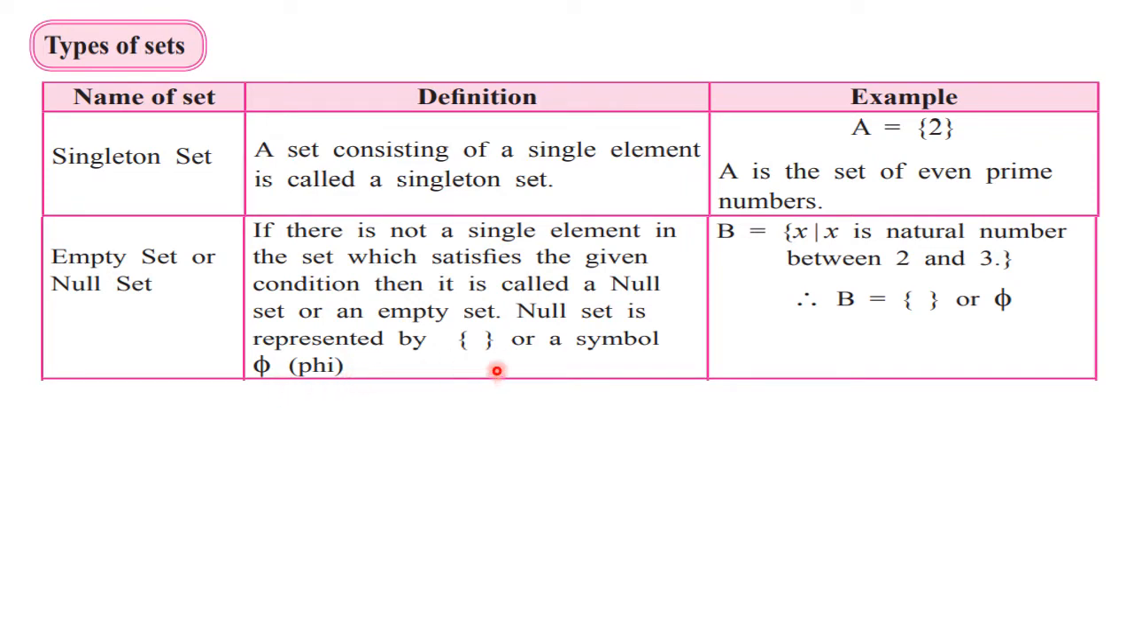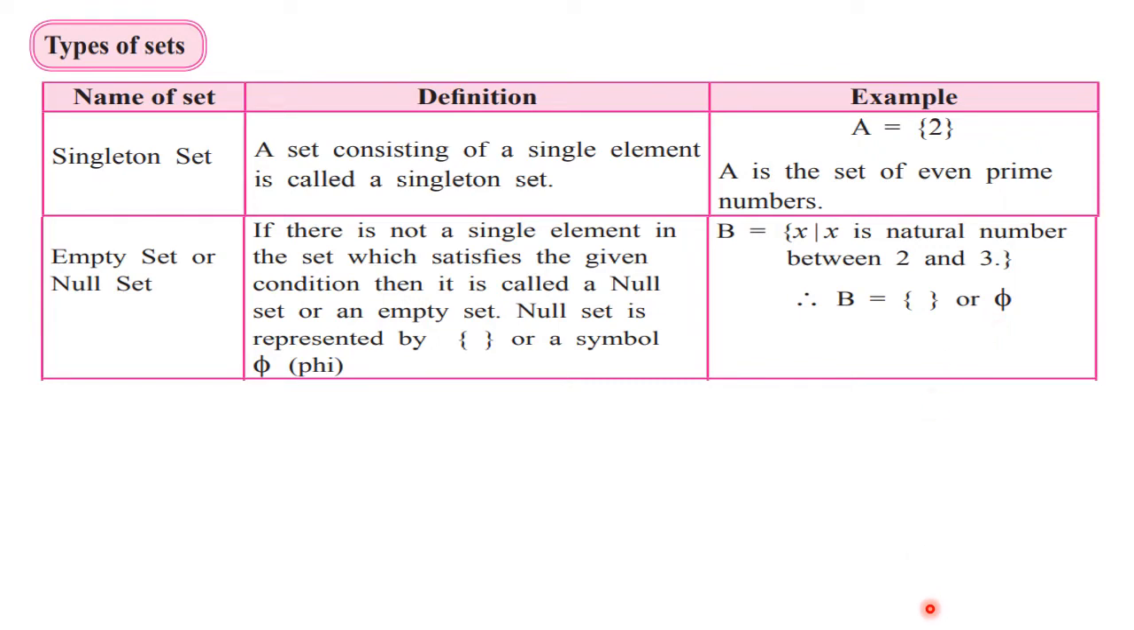So the example here, B is a set of all x such that x is a natural number between 2 and 3. All of you know natural numbers 1, 2 and 3. So after 2, the next natural number is 3. So there is no natural number between 2 and 3. That is why set B is an empty set. So we write B is equal to the empty brace brackets, or simply you can write down the symbol phi. You have to write 0 and you have to put a line on that. This is symbol phi.